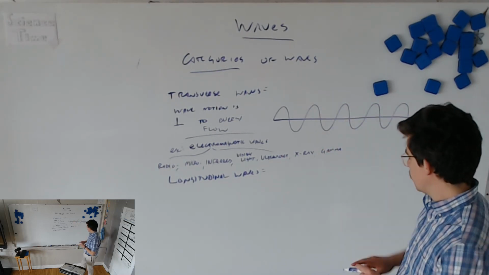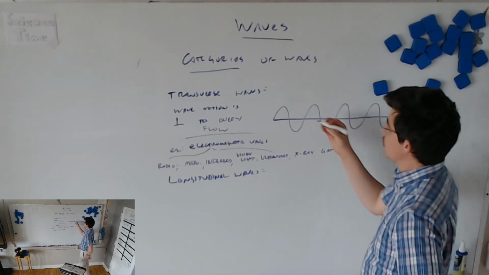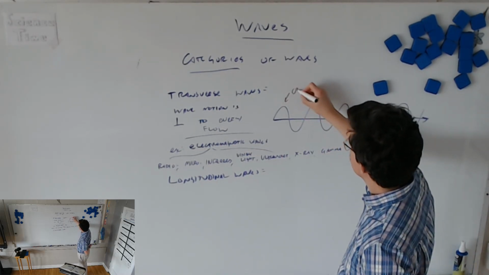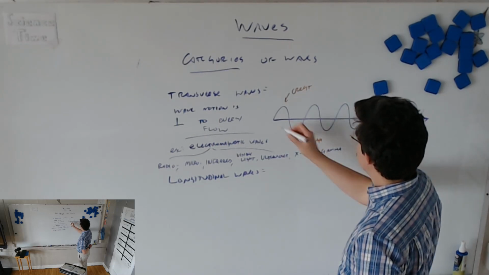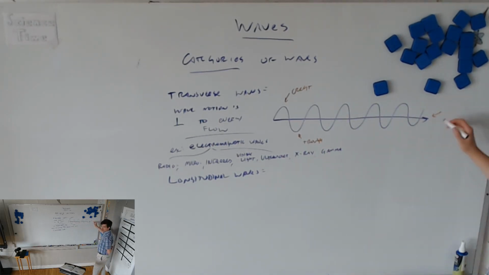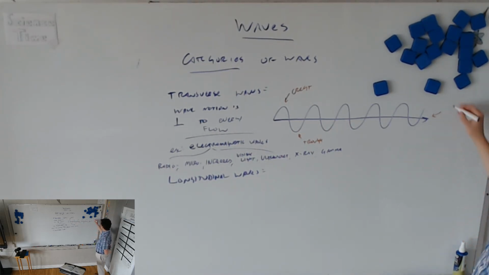Let's label this while we're here. What are the high points of a transverse wave called? Crest. The low points? Trough. What's this thing in the middle called? The axis. Sure, yeah, it's sometimes called the axis. I've heard of it called other things too. Let's think of some of them. I forget what your book calls it.